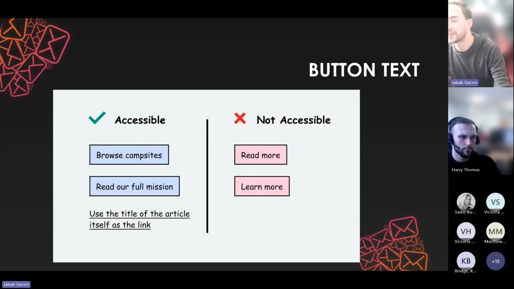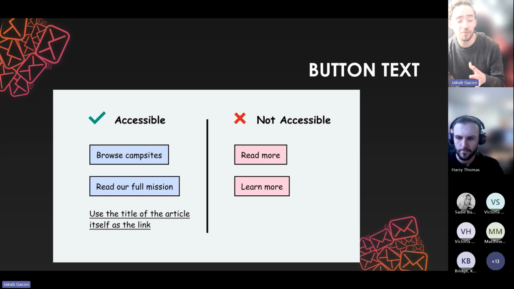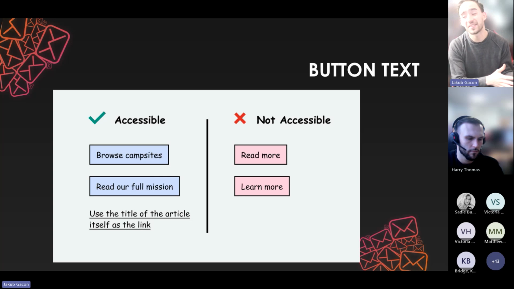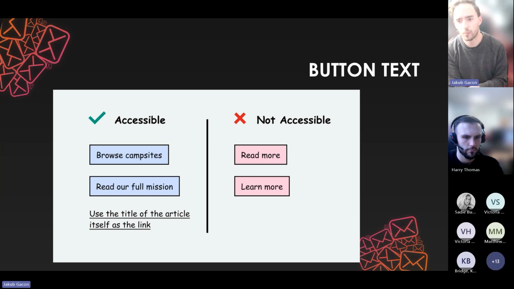But if you are going to use buttons, let's use them properly. As you can see here, we have a few examples. On the left-hand side, the accessible ones, so browse campsites, or read our full mission. You have to provide some sort of context about where the button is going to take people. Instead of saying read more, learn more, visit page, don't say these things. They're not accessible. They don't help people at all to tell them where they're taking them.